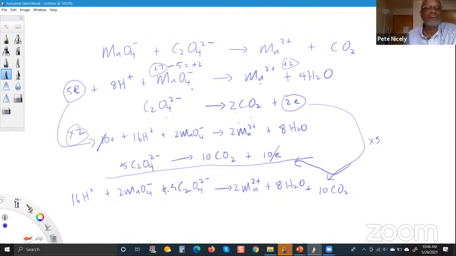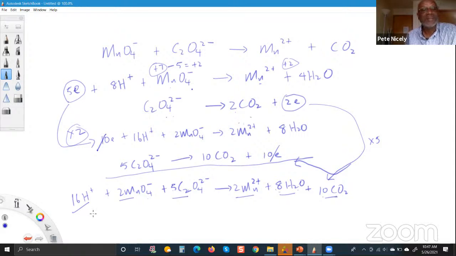But again, as I said before, you should check through to make sure everything is balanced. So let's do that now. We have 16 hydrogens, 8 times 2, 16 hydrogens, so that's balanced. We have 8 plus 5 times 4, which is 20, so that's 28 oxygens on the left side. We have 8 plus 2 times 10, which is 20, so 28 oxygens on the right side, so that's okay. We have 10 carbons here, 10 carbons here, so that's okay. And as far as the manganese, we have 2 manganese here, 2 manganese here.